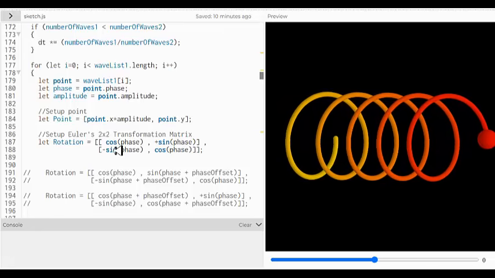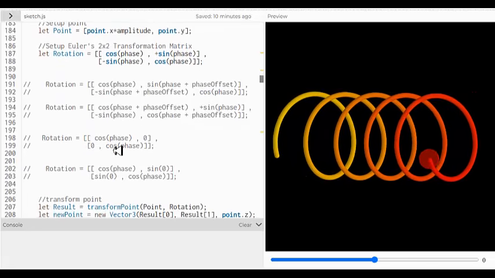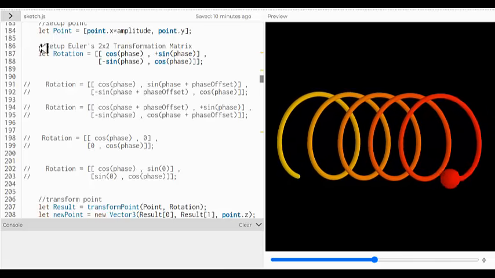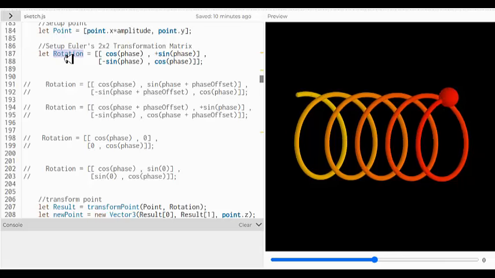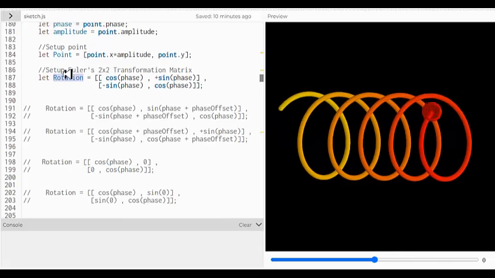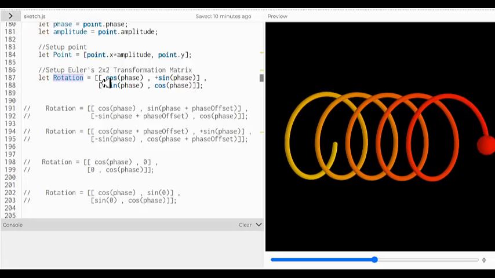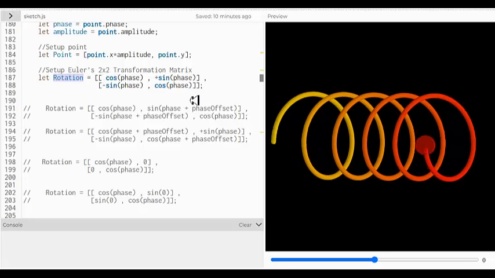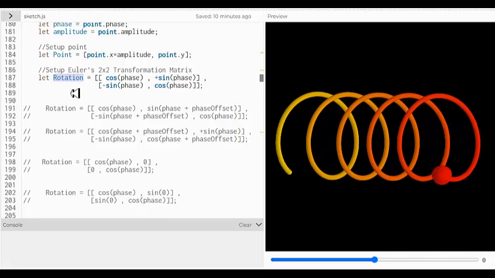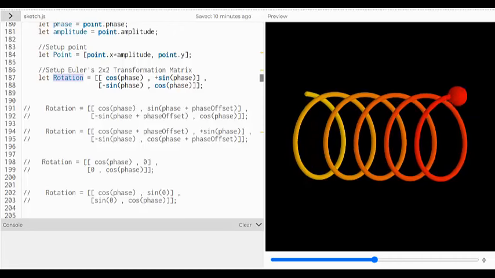So what I have done here is I have generated a whole bunch of rotation matrices that we're going to override this rotation matrix with, okay? And doing that, we're going to see how we can use the 2x2 matrix version of Euler's formula to generate the elliptical and linear polarizations of light.